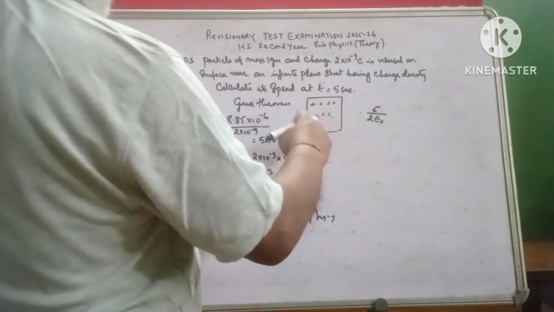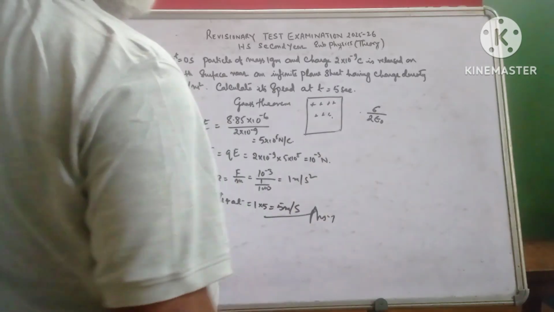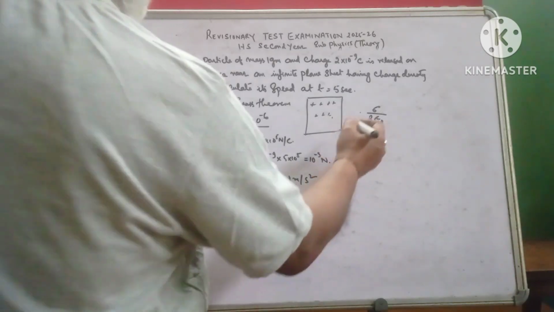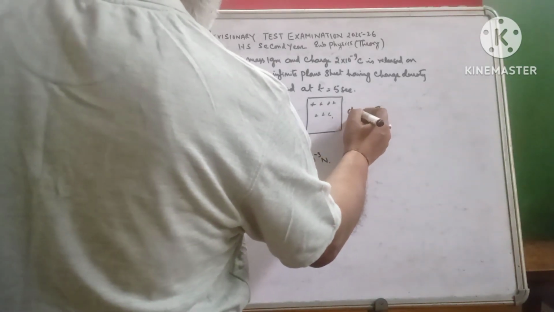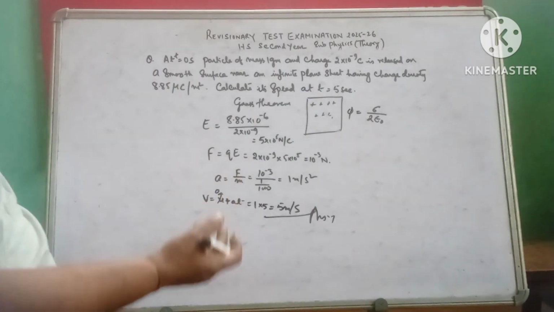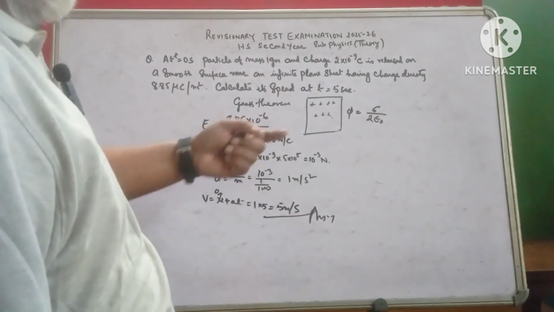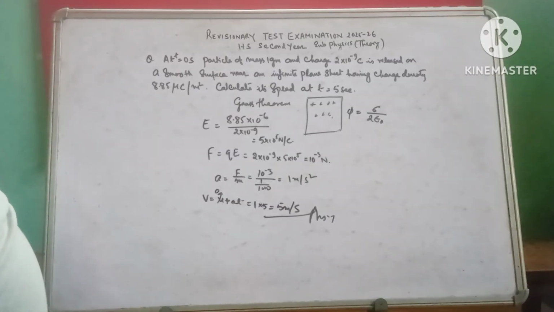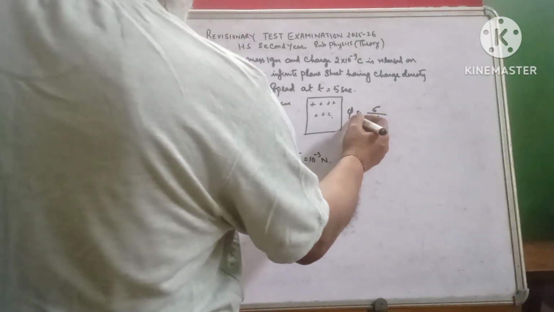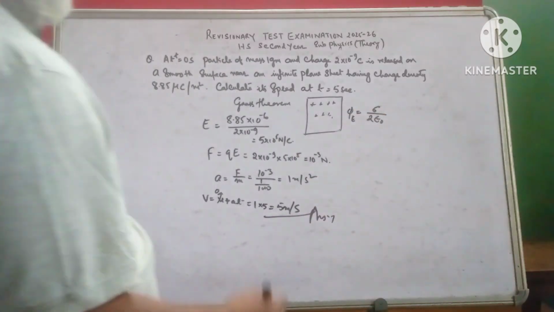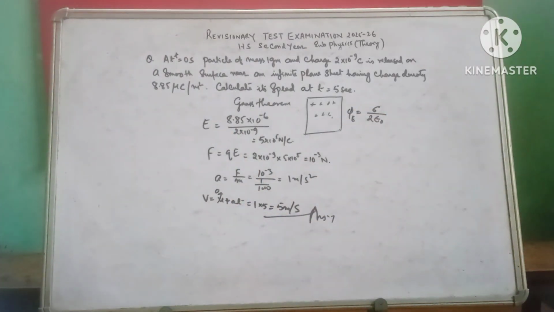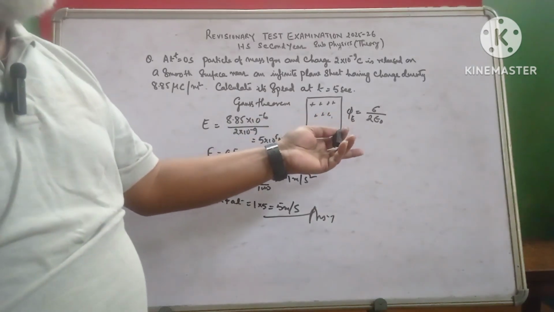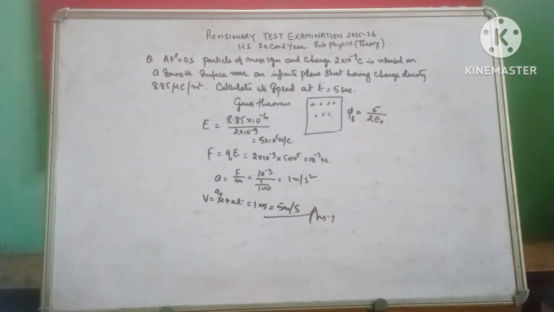This is Gauss theorem for a sheet. The flux phi is equal to E into area. After all, flux is also related to the electric field. So the electric flux is equal to sigma, that is charge density, by 2 epsilon naught. After all, it is an electric field. So this is your electric field.